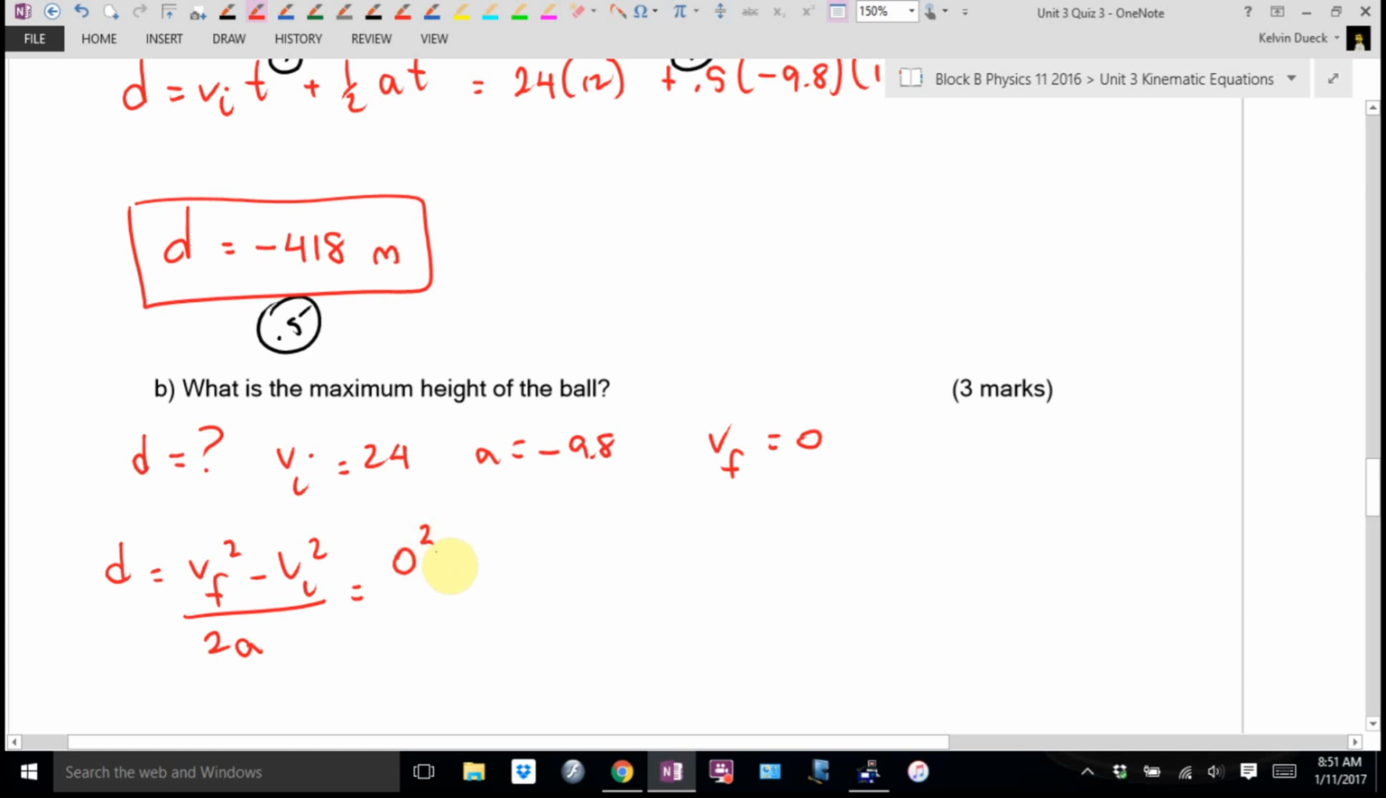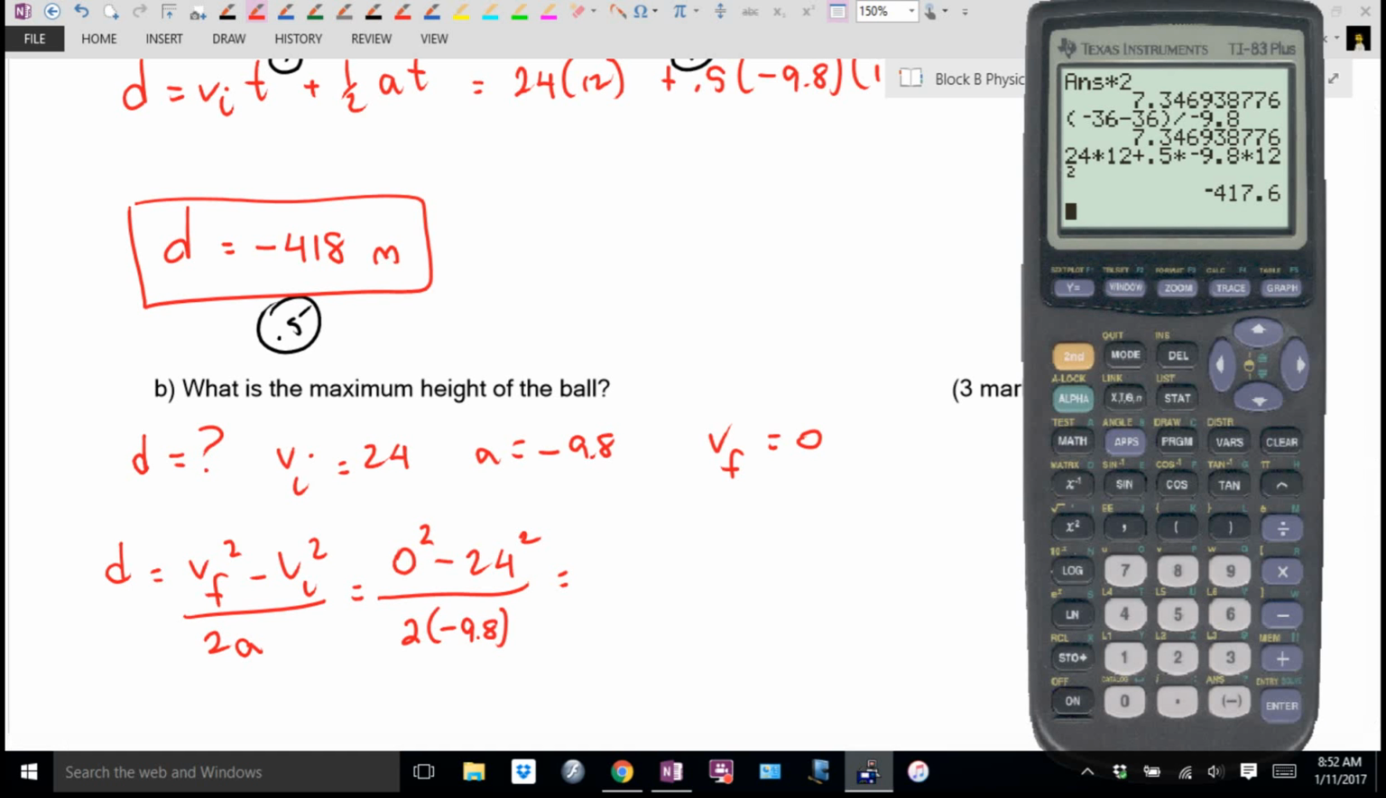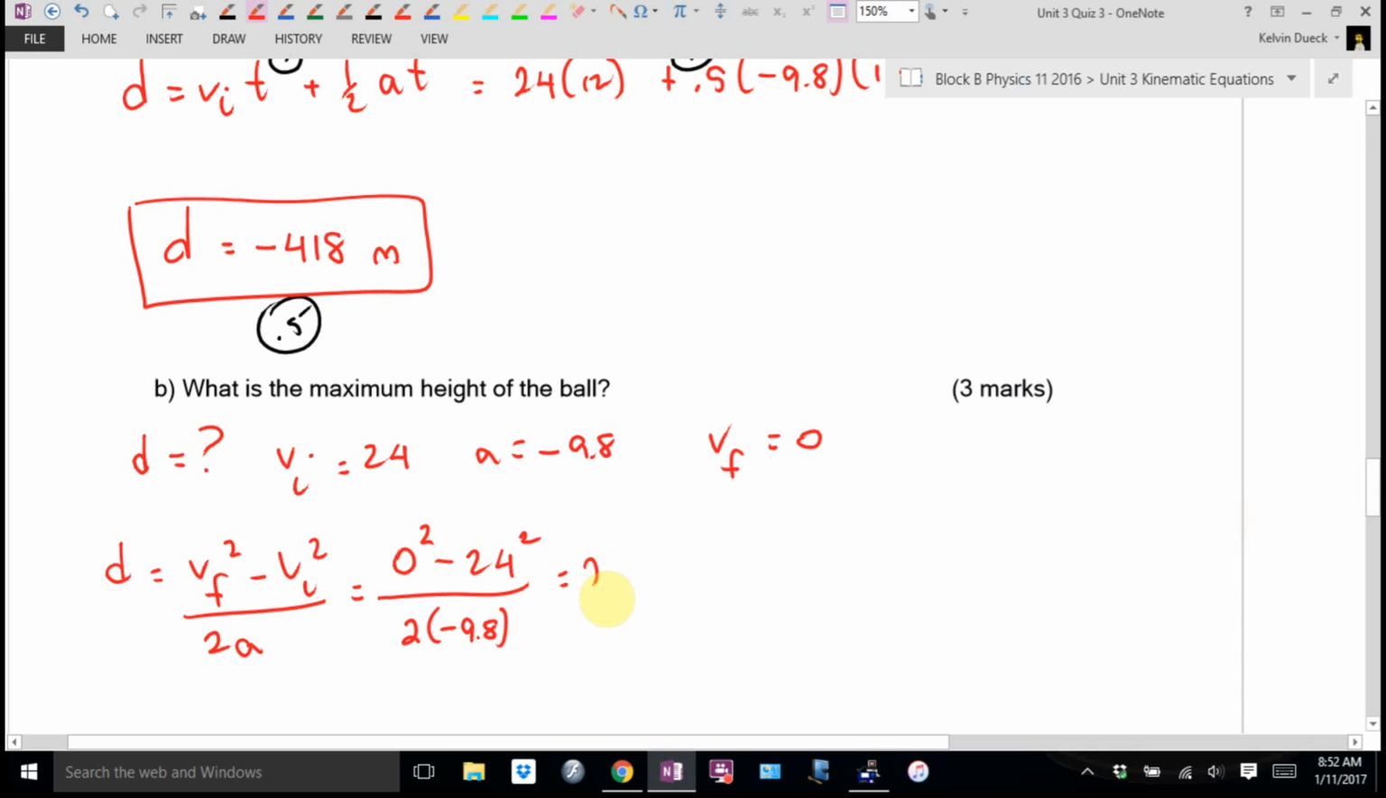It's going to be 0 squared minus 24 squared all over 2 times negative 9.8. Oh, I typed that in wrong. Got to put the bottom in brackets, otherwise I'd get the wrong answer. And I get 29.387. I'll write 29.4 meters. Why is that not how high the ball went?